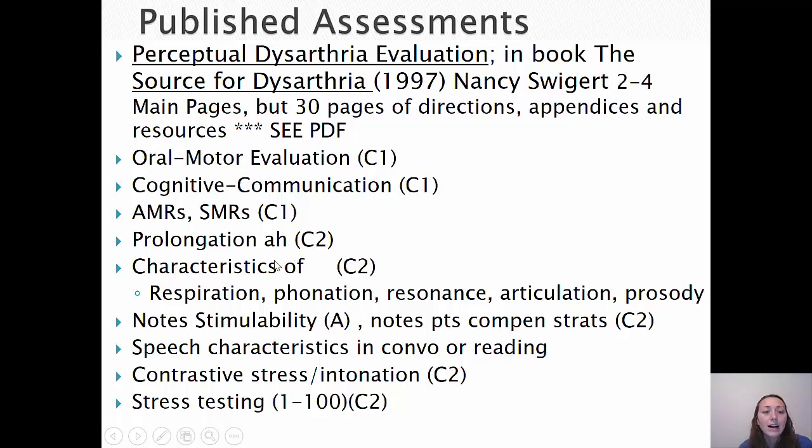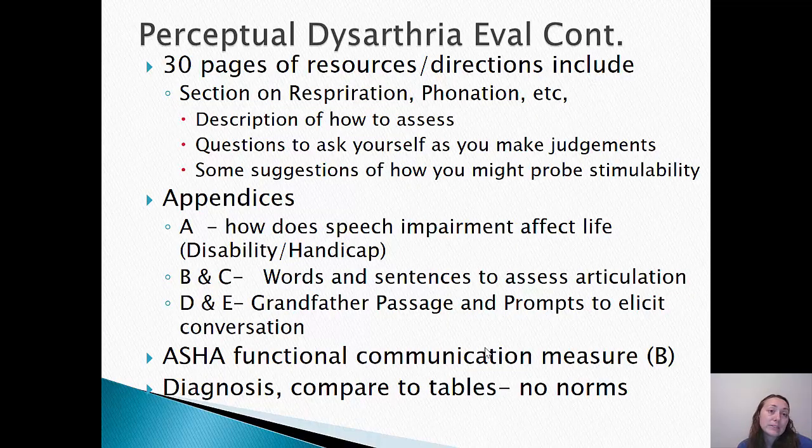The next page is C2: prolonged phonation, and then looking at the characteristics by domain area. There's a whole section on stimulability, speech characteristics and conversation, reading, contrastive stress and intonation, and stress testing. All of those things I've provided in the PowerPoint, and they are also laid out through this other informal resource. So, continuing on with that resource, I gave you the 30 pages of resources.